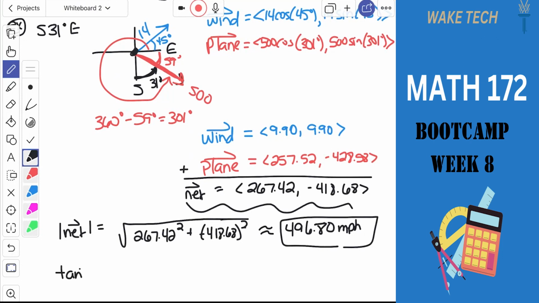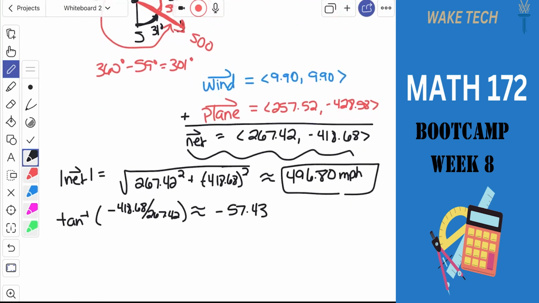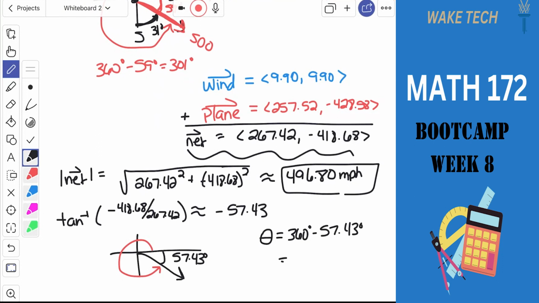The direction will start with inverse tangent of y over x. That's negative 57.43. But remember, what that's telling us is that the reference angle for the net vector is 57.43 degrees. What we need is the actual angle in standard position. So that's going to be 360 minus 57.43. So the actual direction the plane is traveling is 302.57 degrees.